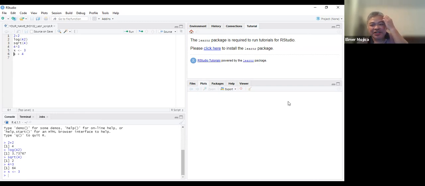Saan mo ginamit yung R, Anthony? Anthony, sabi mo may experience ka sa R. Saan mo ginamit? Sir, para pong modeling po. Gumawa po ng statistical model.